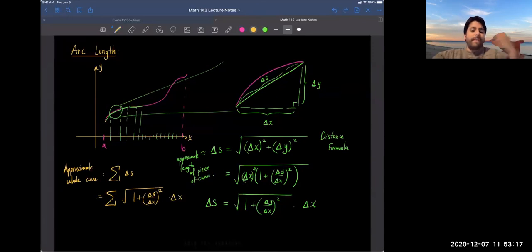Now, what do you think I'm going to do after this? I'm going to say this goes from i equals 1 to n. I do it n times. But that's the approximate length. Now I want the exact length. How do I get the exact length, guys? What's the magical thing that we do every time?